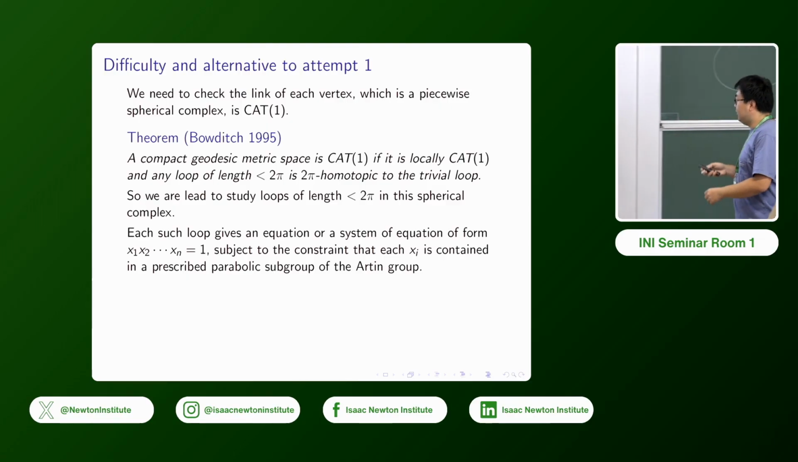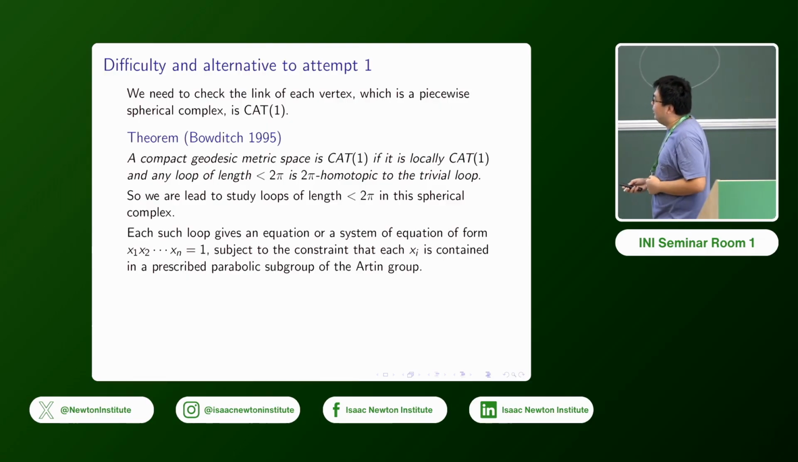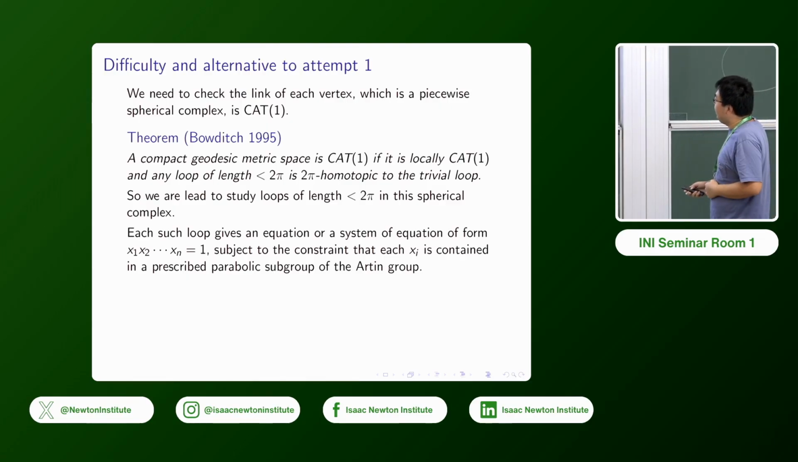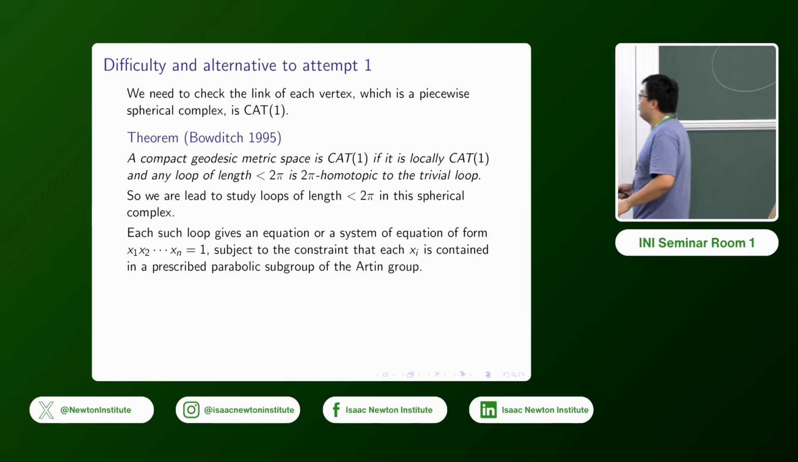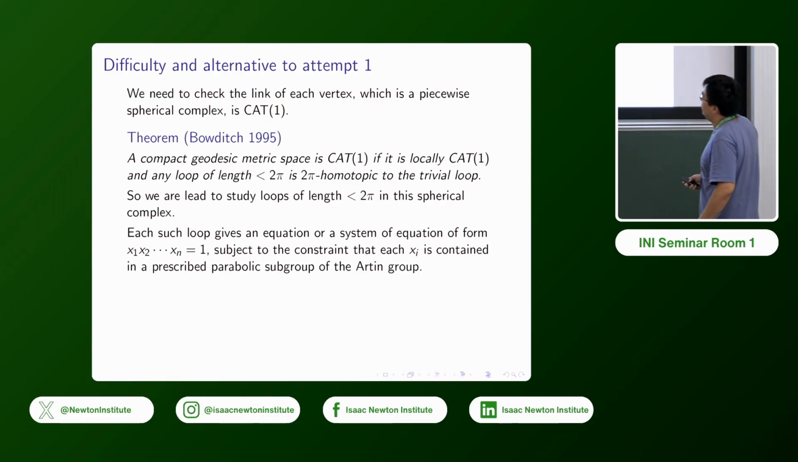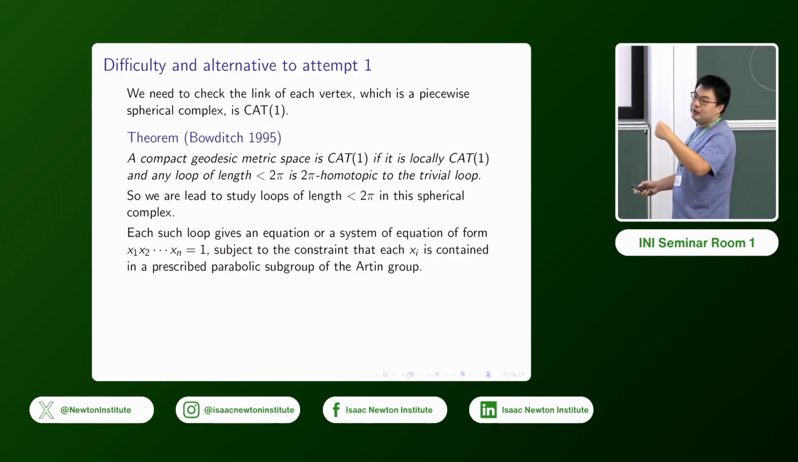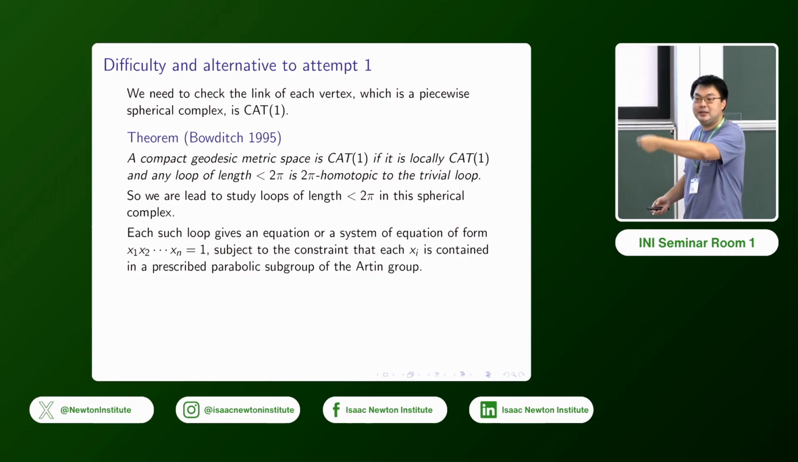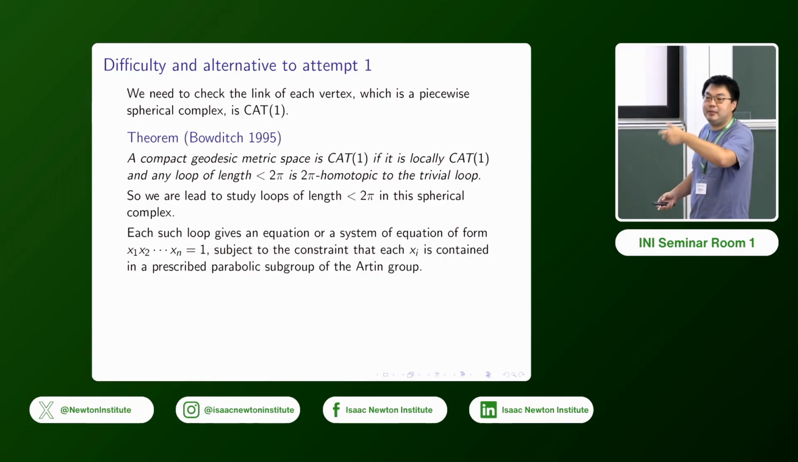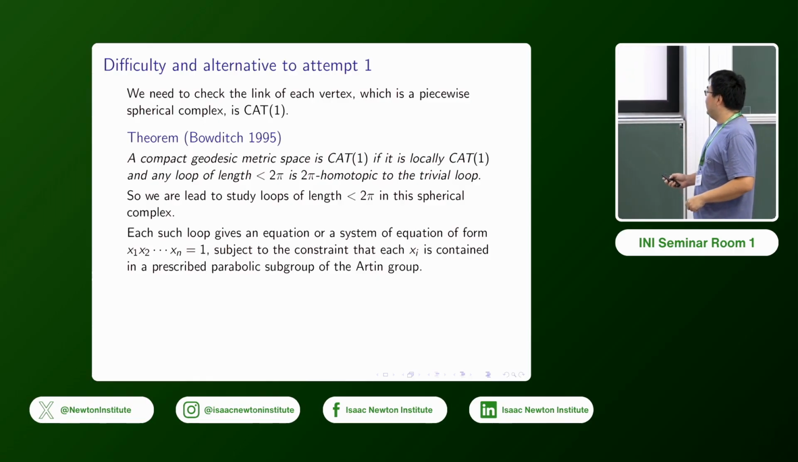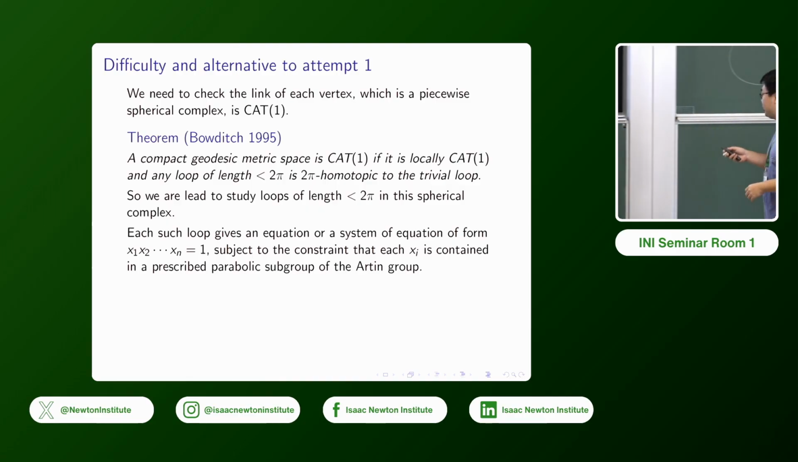Roughly, what's the idea of how you get this equation? Basically, you look at this loop. This loop is going to pass through a bunch of simplices. Each simplex has some stabilizer, and the prescribed parabolic subgroup is just the stabilizer of that simplex. So each variable corresponds to which simplex you pass through. Okay, so that was Charney's observation.